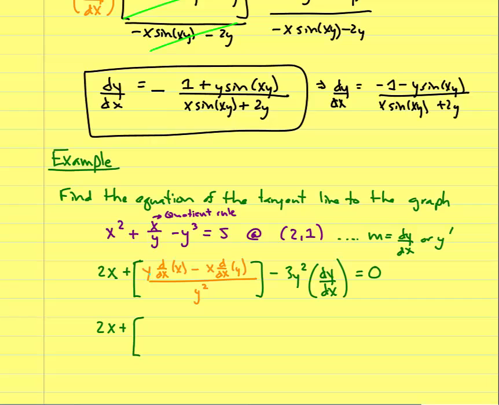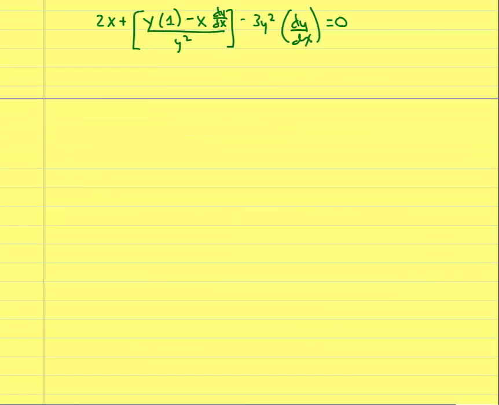So I have y, and then the derivative of x with respect to x is 1. So again, the bottom times the derivative of the top, the derivative of x is 1, minus the top times the derivative of the bottom. The derivative of y is 1 dy dx, and this is all over y squared. And of course I have my minus 3y squared dy dx equals 0.